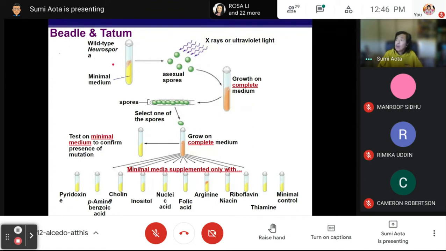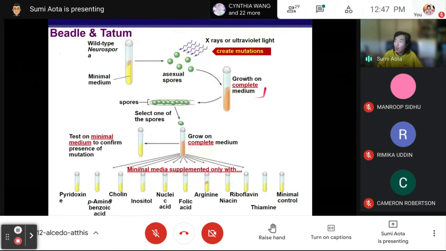Okay, when these Neurospora reproduce, they produce spores. So what they did was they hit these spores with either X-rays or ultraviolet light. The purpose of this was to induce mutations in these spores. Now, once these spores were irradiated, they got transferred to a different test tube. And in this test tube, the growth medium was complete medium. This means this mixture contained every single complex component that the organism needs to survive. So these spores do not need to make anything. Everything they need to grow is supplied to them.